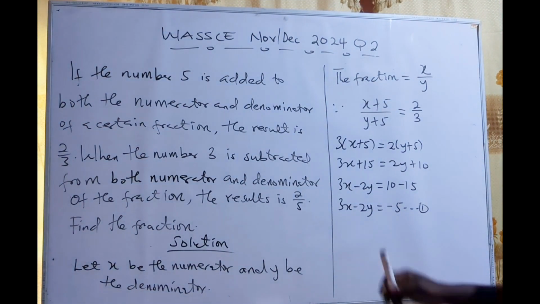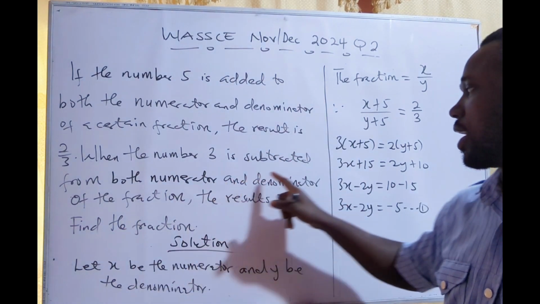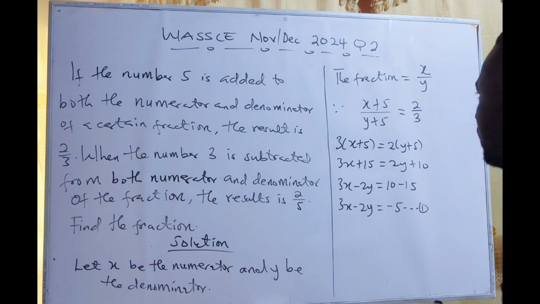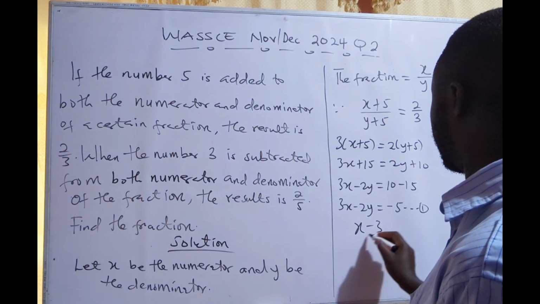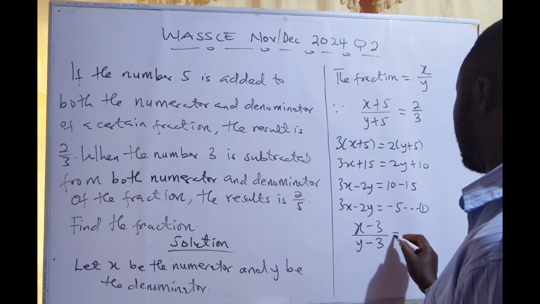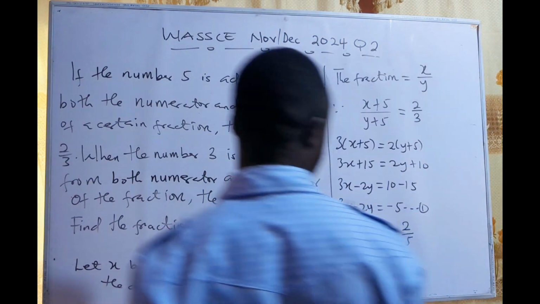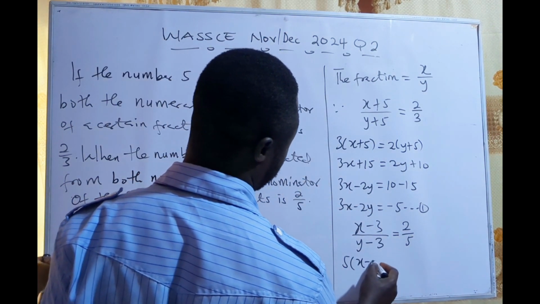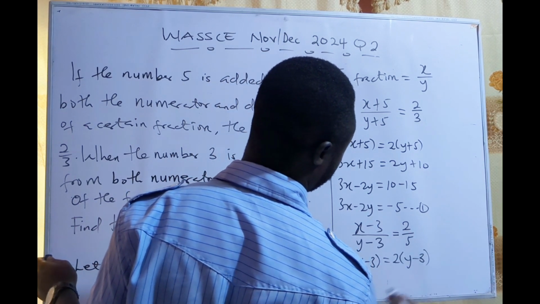So the second statement says that when the number 3 is subtracted from both the numerator and the denominator of the fraction, the result is 2/5. That also means when I subtract 3 from x over 3 from y, I'll get 2/5. So this one too, we can cross and multiply. So 5 is going to multiply x minus 3, and 2 also multiplies y minus 3.